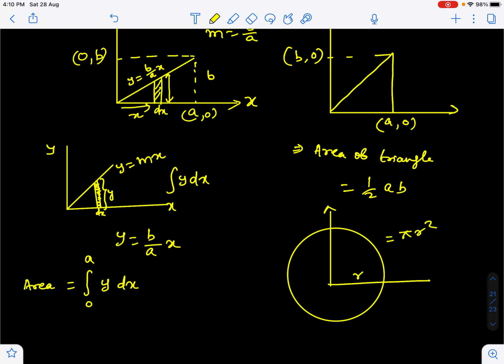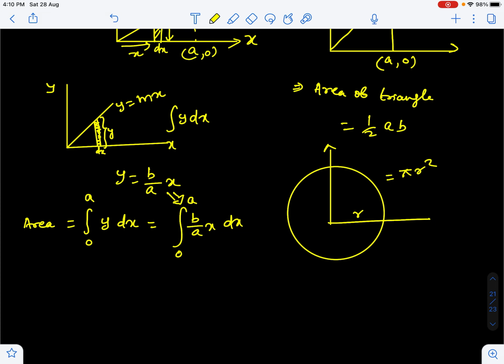Now you will say, sir, you said that the area of a triangle is half into a into b, but here it is y dx, so it is not resembling these things. But guys, see carefully. What is your y? y is b by a into x. Now I have substituted the value of y here. The limit varies from 0 to a, into dx.